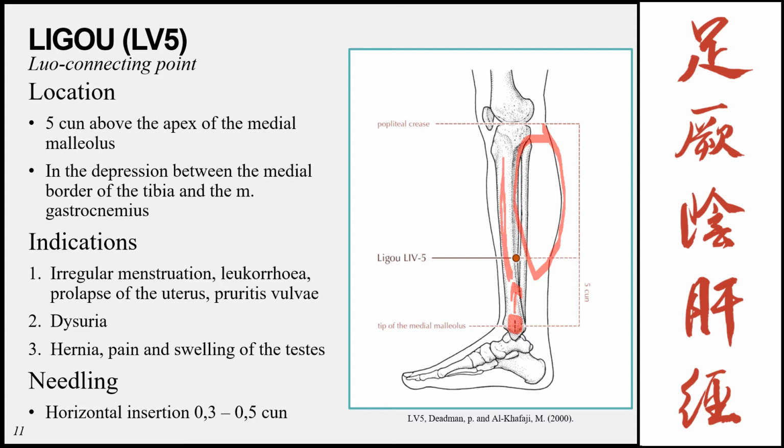This point can be used for irregular menstruation, leukorrhea, prolapse of the uterus, and pruritus vulva. Secondly, it can be used for dysuria, and thirdly, for hernia and pain and swelling of the testes. Needling is horizontal insertion, 0.3 to 0.5 cun. This is because the tibia lies below this point, so if we go perpendicular, we're going to hit the tibia.